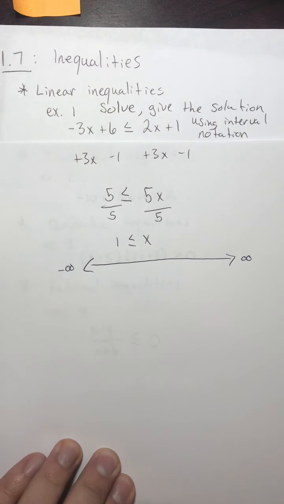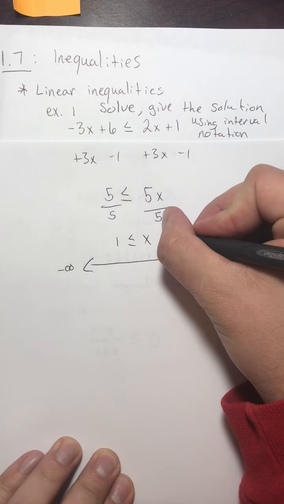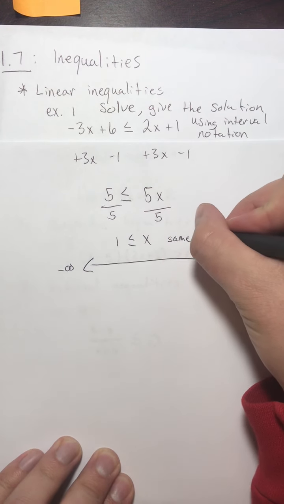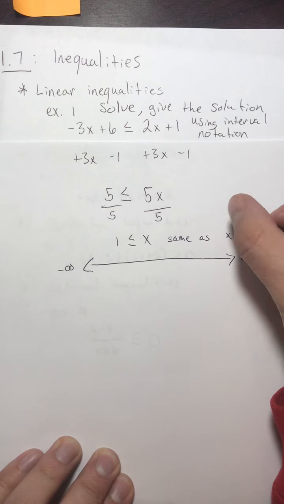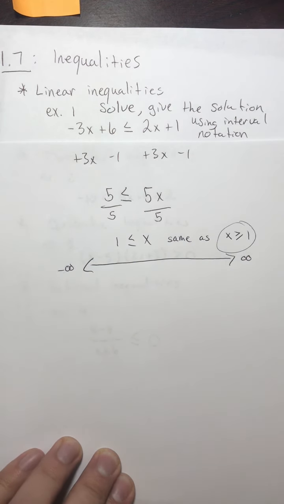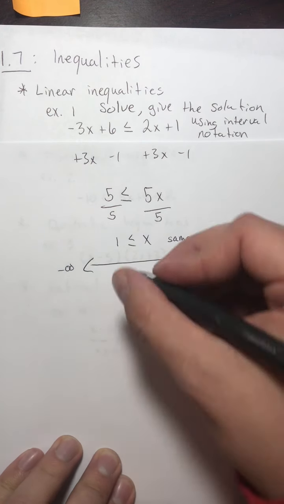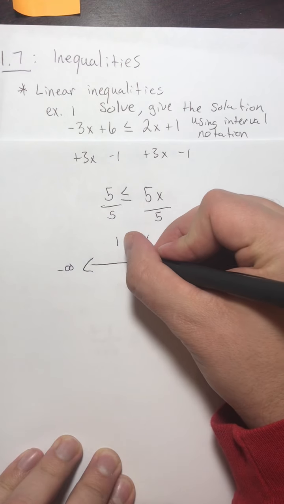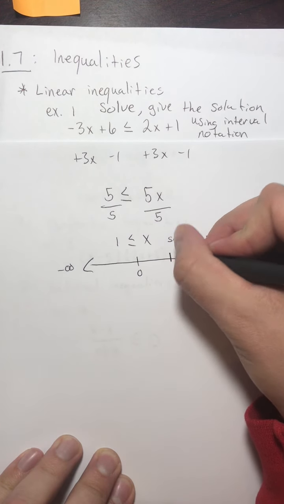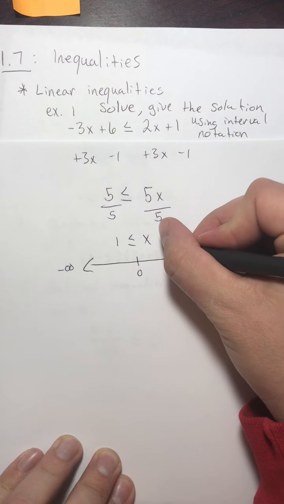We want to communicate that one is less than or equal to x. And this is the same as saying x is greater than or equal to 1. I personally prefer to look at that statement. So if we wanted to say x is greater than or equal to 1, let's just plot 0, plot 1 on the number line.